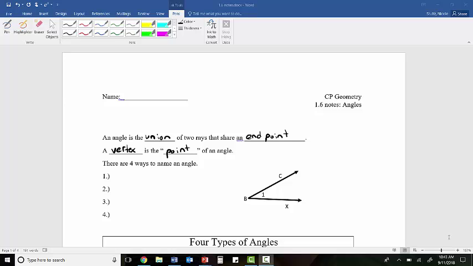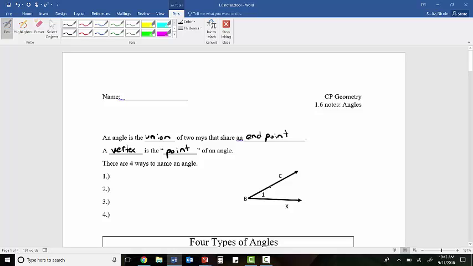Today's lesson, you might have to pause the video so you can copy these definitions down, but we're just going to go right into it. We're talking about angles, and that's when you basically put two rays together so that they share an endpoint. For example, ray BC and ray BX both share B as an endpoint, so we call that formation an angle.